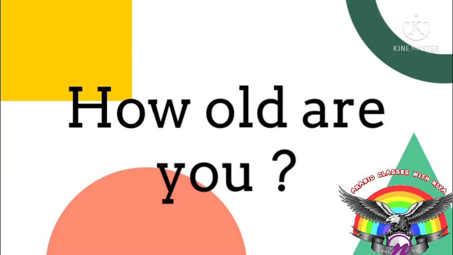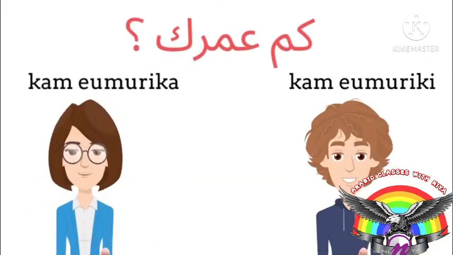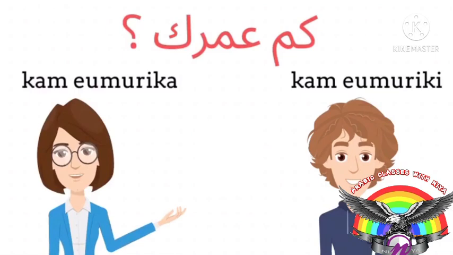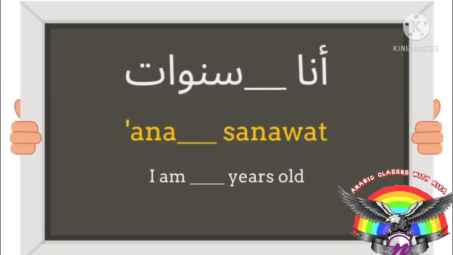Now we have how old are you? Do you know how to ask someone how old are you in Arabic? It is كم عمرك in female form and كم عمرك in male form. Next we have the answer for that: أنا dash سنوات. I am dash years old. In the dash you have to tell how old you are.